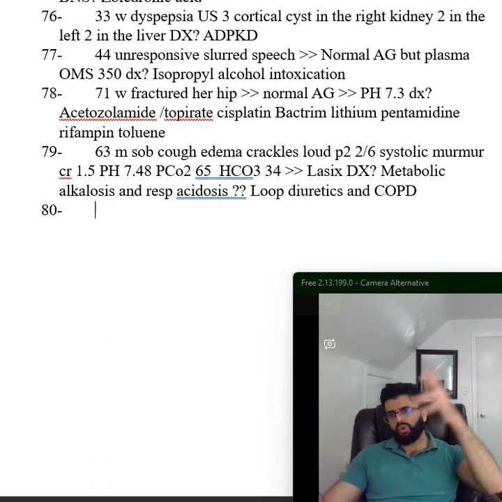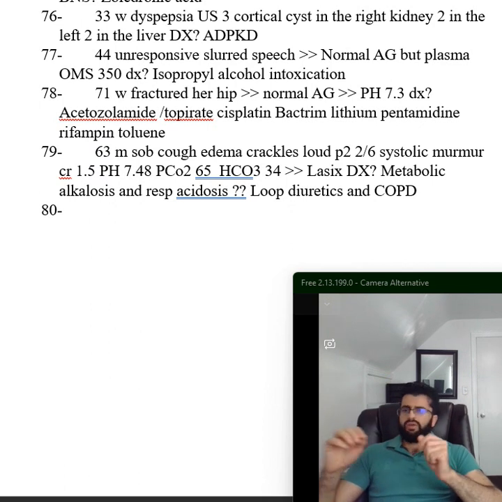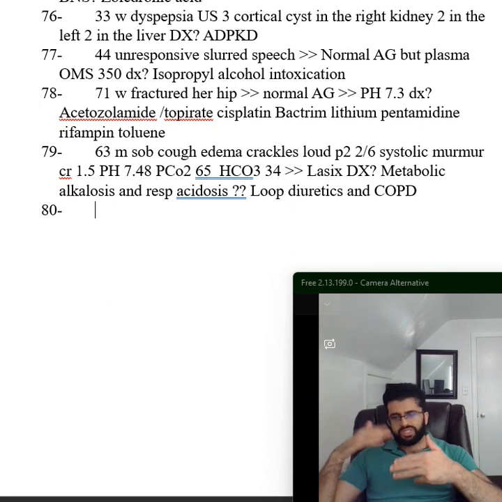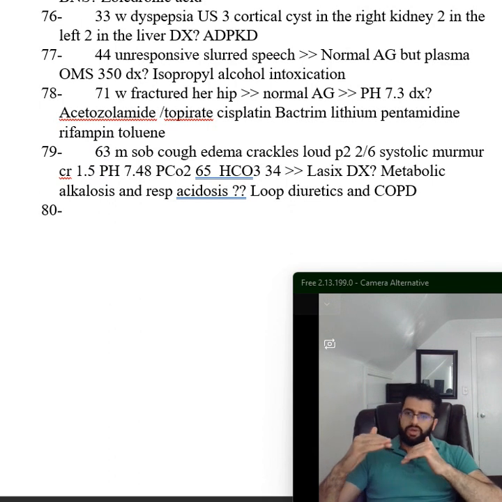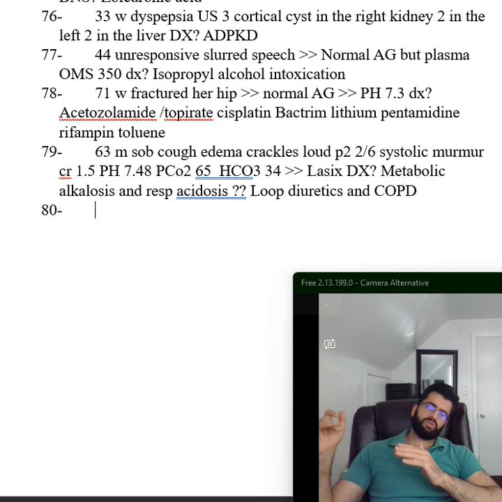Now, if the pH is low, what would you do? This is acidemia, right? Then you look at the PCO2 and the HCO3. If the PCO2 is more than 40, this is primary respiratory acidosis. If the HCO3 is below 24, this is primary metabolic acidosis. The compensation is the opposite. If there's metabolic acidosis, you have respiratory alkalosis, and the PCO2 will start dropping. If there's respiratory acidosis, you have metabolic alkalosis, and the HCO3 tries to increase.